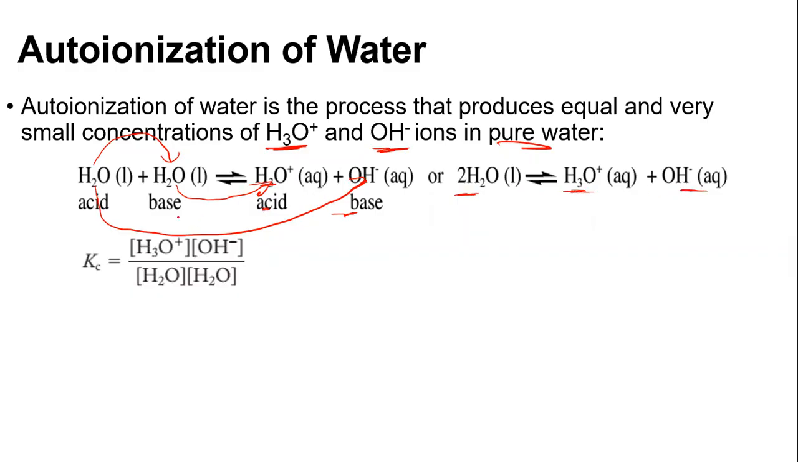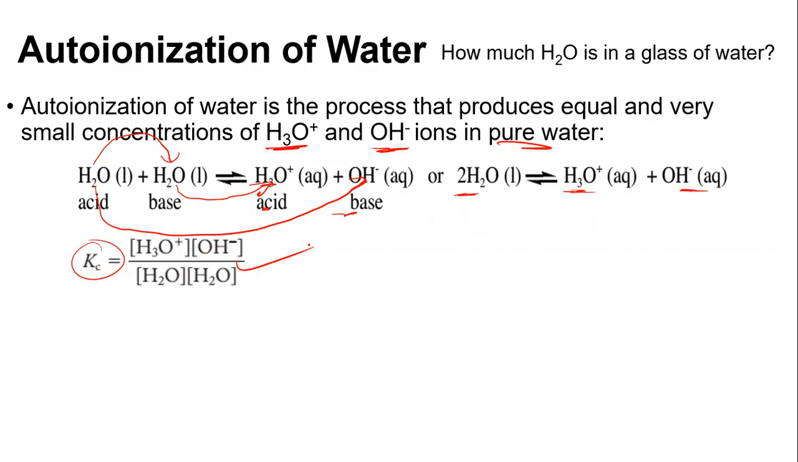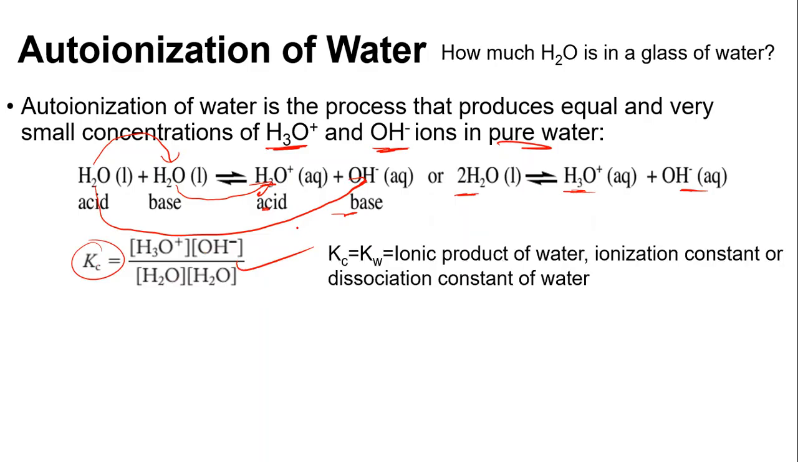Good. Now we can write the equilibrium constant for the ionization of water, and that will give us this one. Now, we are saying that the Kc here is equal to Kw. I think we've done calculations on Kw already, right?